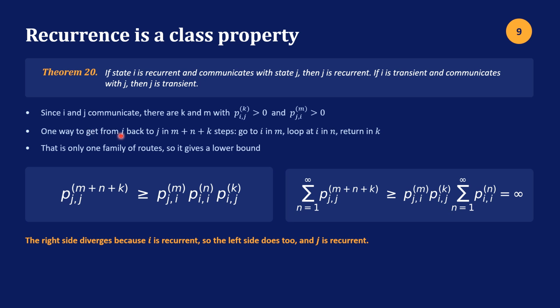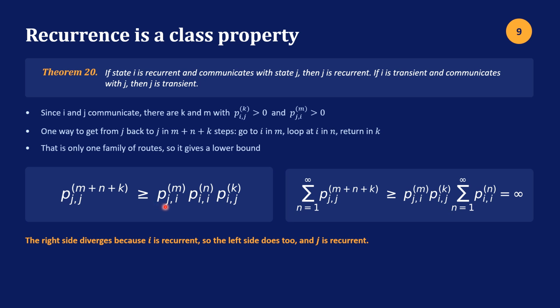One way to get from J back to J in M plus N plus K steps is to go to I in M steps, then loop at I N times, and then return to J in K steps. This is only one family of routes, so it gives a lower bound. So that's what I'm showing here in symbols.